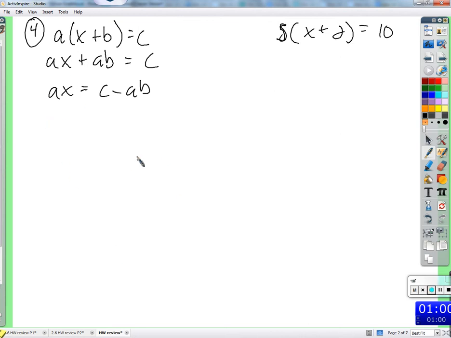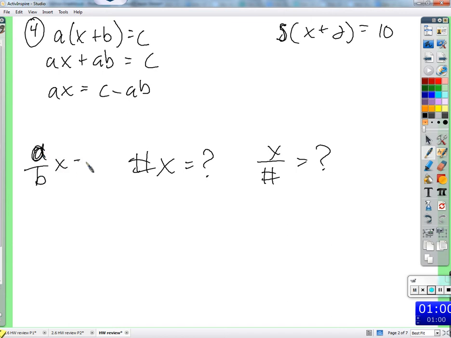A lot of times, the last thing we do, we'll have number times x equals question mark. X divided by number equals question mark. Fraction, A over B times x equals question mark. These are three common things that we see that are like our last step. Either we divide by that number, which is what we do here.